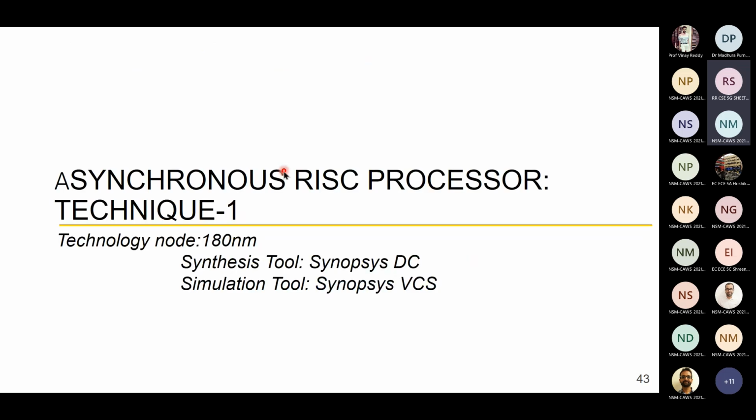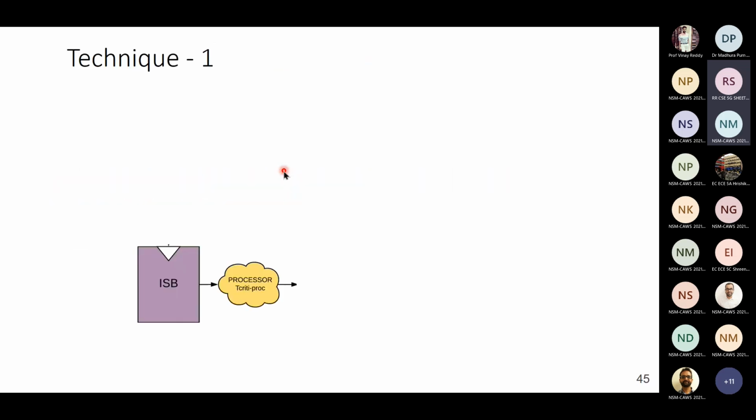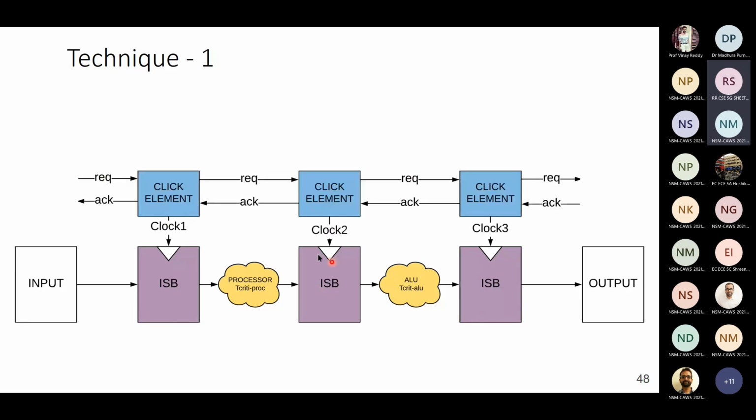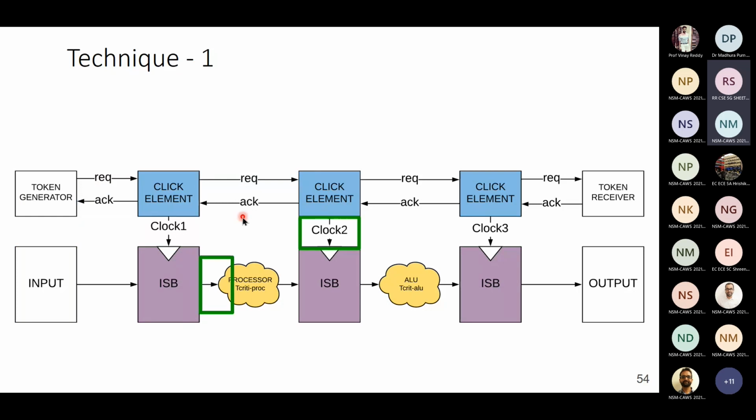And then we implement the same thing using the asynchronous technique. I've called it technique 1 over here because this was an incorrect implementation, and I will show you why this is important to discuss. What we did is we simply took the processors and the interstage buffers, as you can see here, and the only change we made was adding click elements, which are the click controllers. These are now generating the clocks for this processor. This is a completely asynchronous processor. This file was simply given to the tool, and when we started testing it, we figured out that the timings of this clock were all messed up.